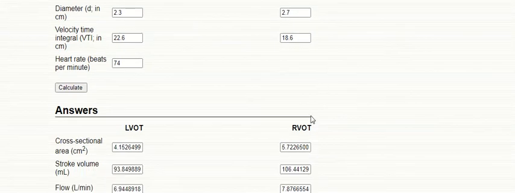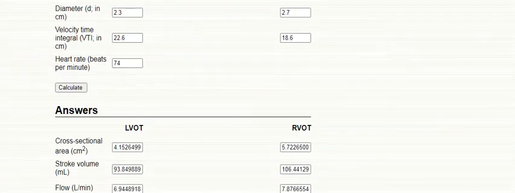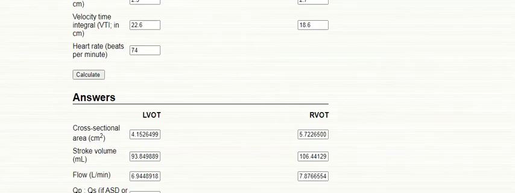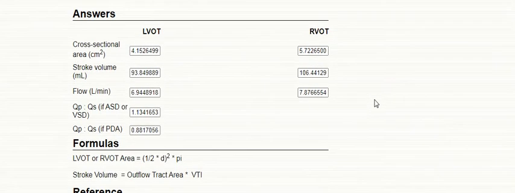So just moving down, this patient has a calculated QPQS of 0.88, indicating a relatively small shunt. However, if we were using these numbers for an ASD or VSD, it would be 1.134. So that about sums it up. I want you guys to remember that calculating QPQS for a PDA is the reciprocal of calculating a QPQS for an ASD or a VSD.